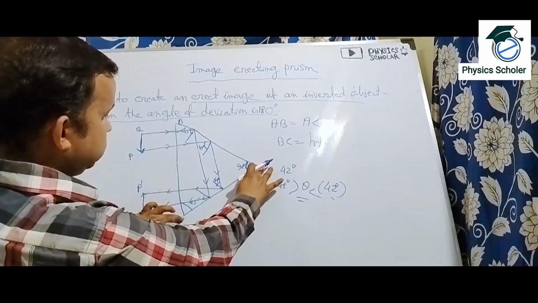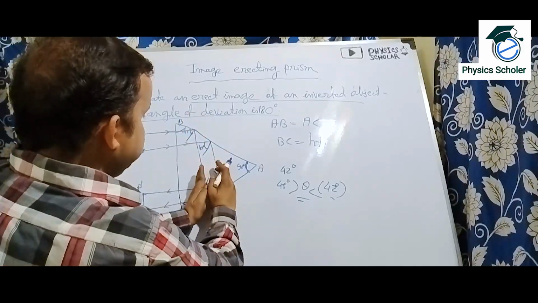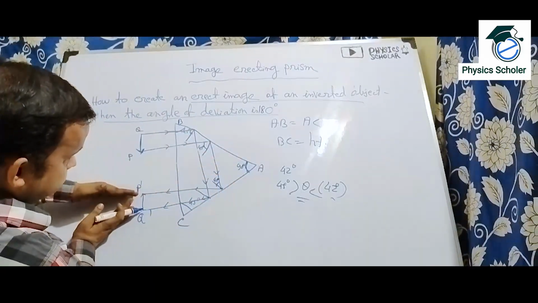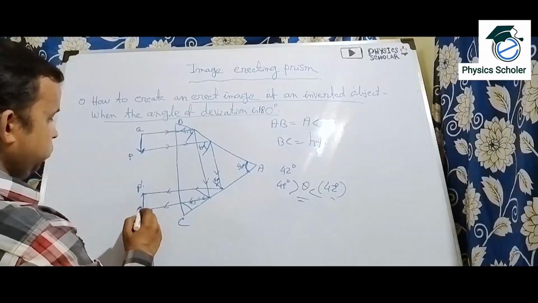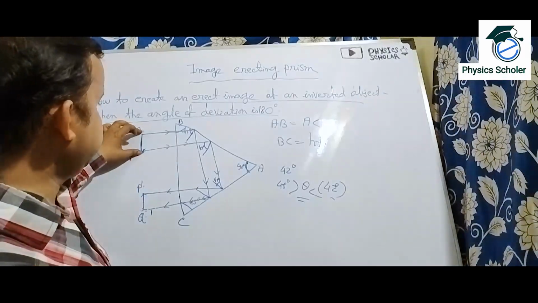These are two equal sides. Here one time total internal reflection takes place and the ray will fall on this. Again, a second time total internal reflection takes place and it will come in this path. So this P dash Q dash will be the direct image of this object PQ.